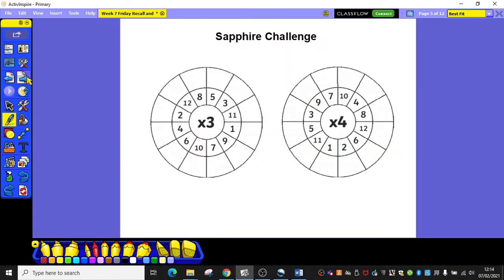Now, if I click on to here, then the way you complete a multiplication wheel is if we're focusing on timesing by 3, then it's 8 lots of 3, 24. 3 lots of 3, 9. And the same if we're timesing by 4. 5 lots of 4, 20. Once you've completed both these wheels, you can check your answers with a calculator. So if you're in the Sapphire group, I'd like you to start your challenge now, please.